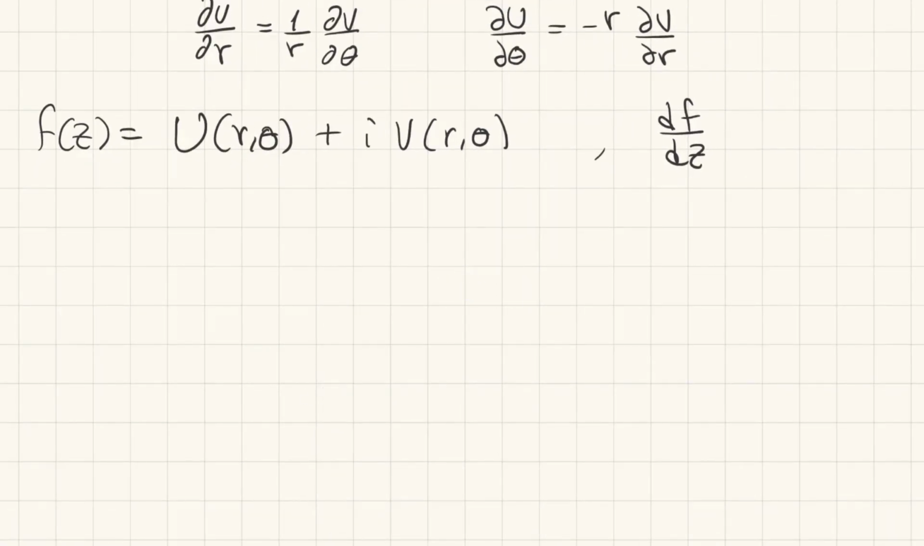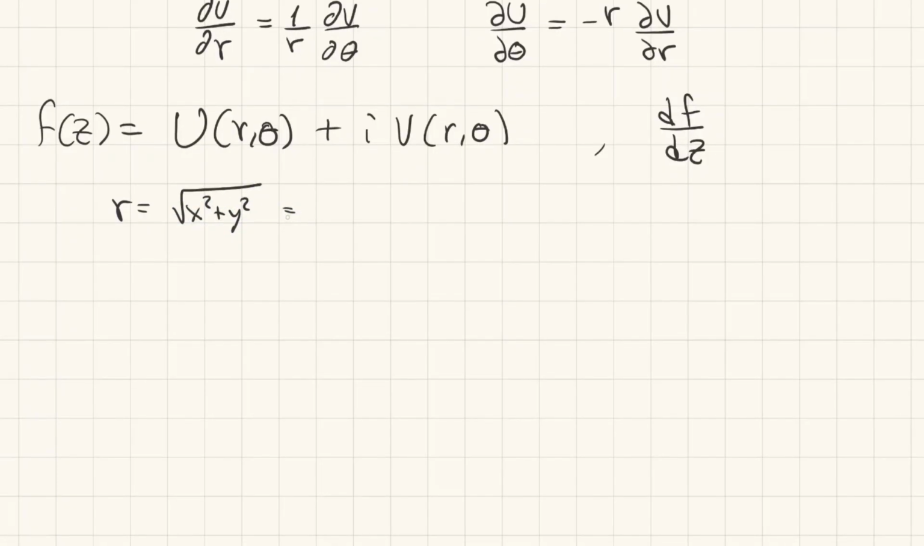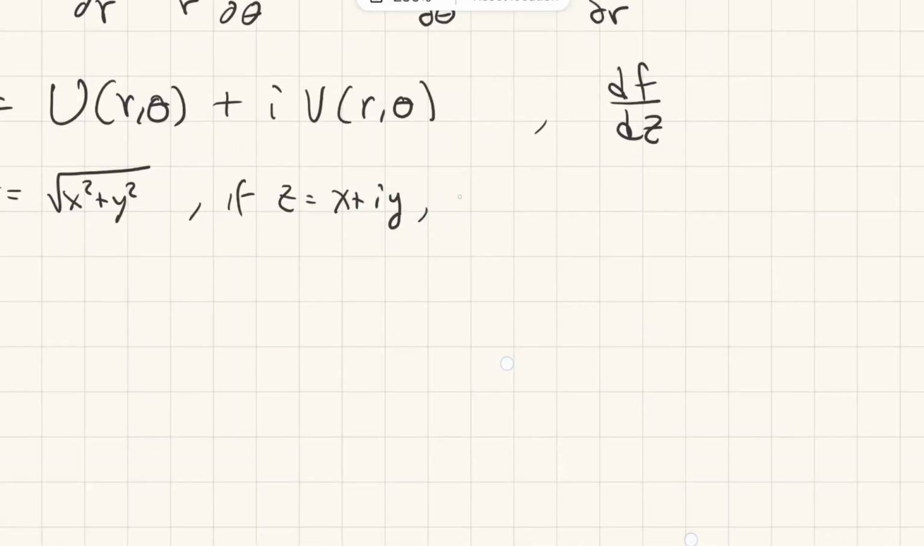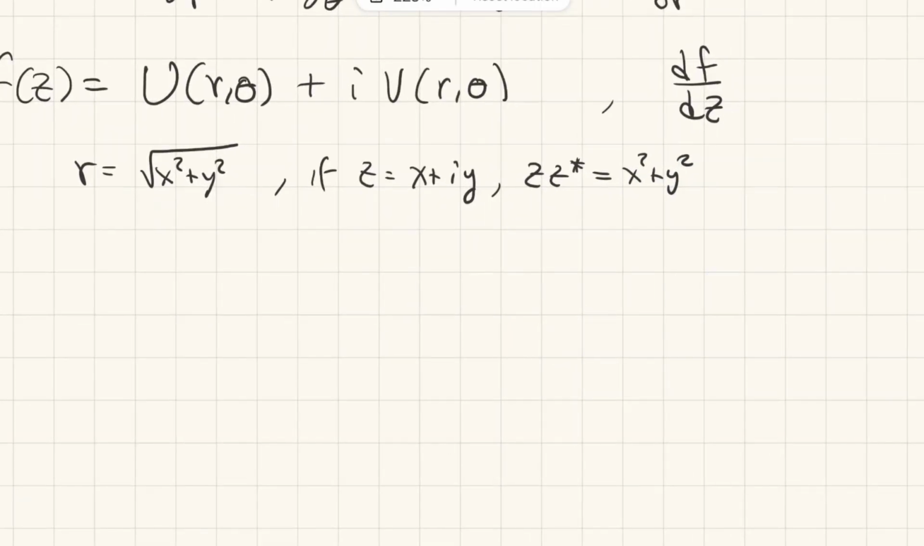So this means that, for example, we know that r is equal to the square root of x squared plus y squared. But we know that, if z is equal to x plus iy, then z times z conjugate is equal to x squared plus y squared, right? So this means that actually r is a function of z and z conjugate. So this is telling us that r is equal to the square root of z times z conjugate.